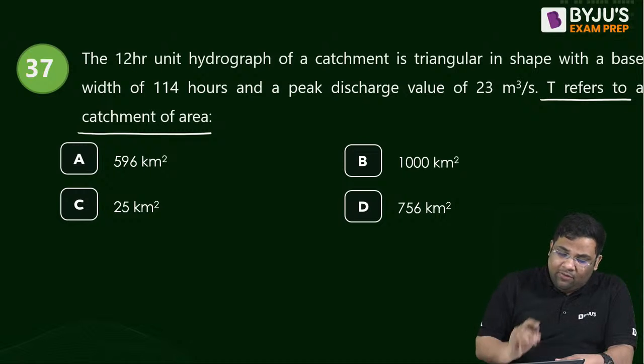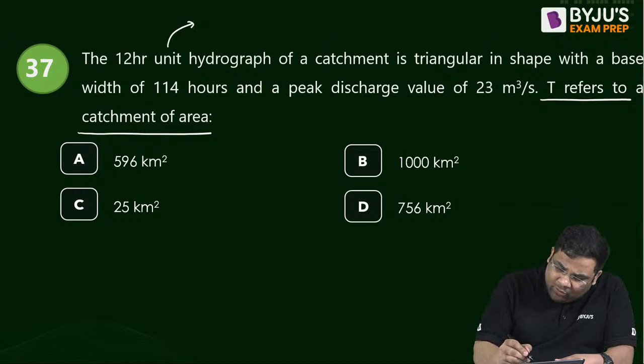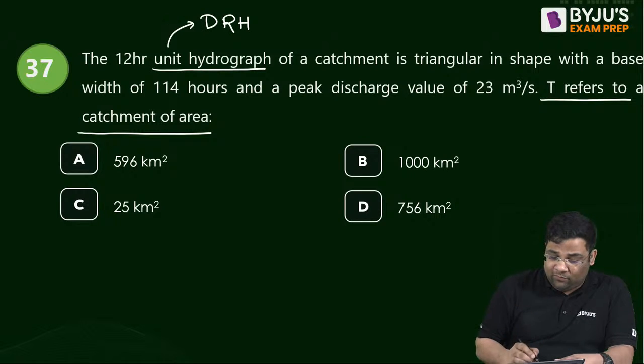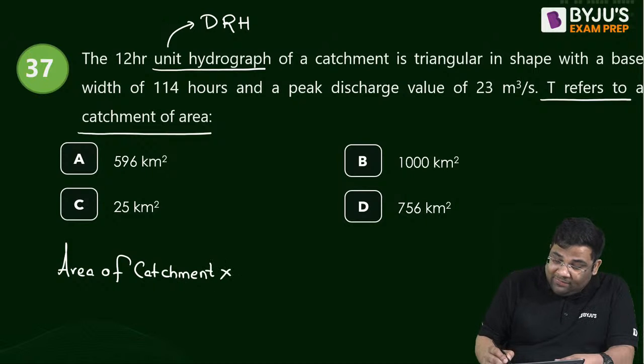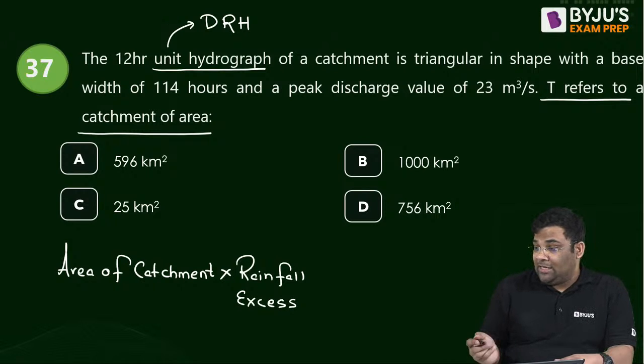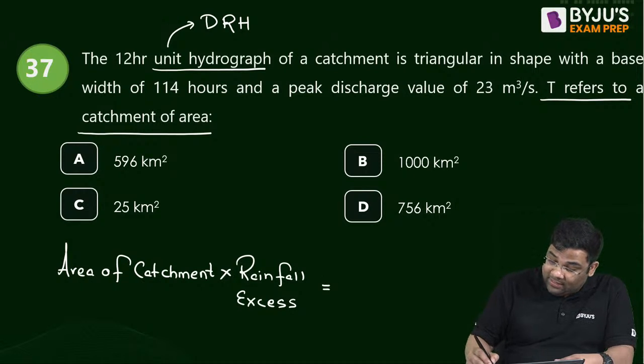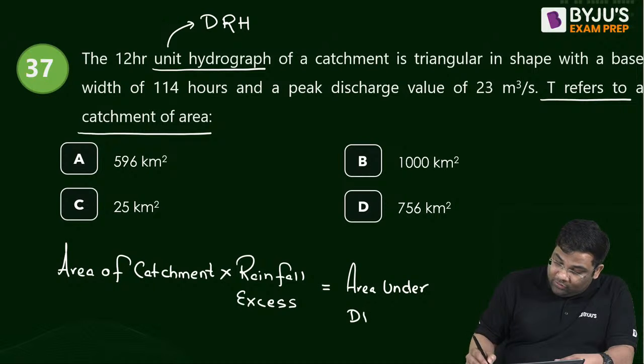Very easy formula. For any hydrograph which is either a direct runoff hydrograph or a unit hydrograph, what's the formula? The formula is area of catchment into effective rainfall, I can say rainfall excess, right? I've taken one lecture on hydrographs, there I've explained this formula. The area of catchment into your rainfall excess becomes equal to the area under DRH, or your unit hydrograph, because unit hydrograph is also a DRH, right?